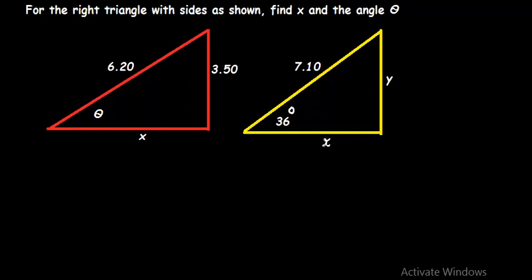Let's assume we are given this kind of problem that says for the right triangle as shown, we are asked to find the value of x and the angle. How can we solve this problem? Starting with the first problem, the longest side is our hypotenuse. The side directly facing the angle theta is our opposite, and down here is our adjacent.